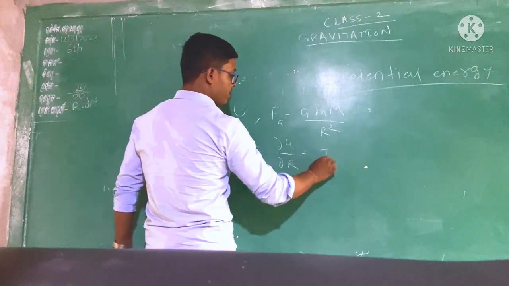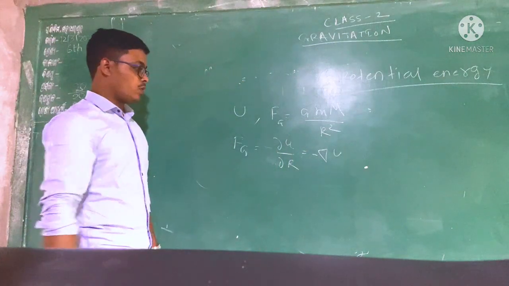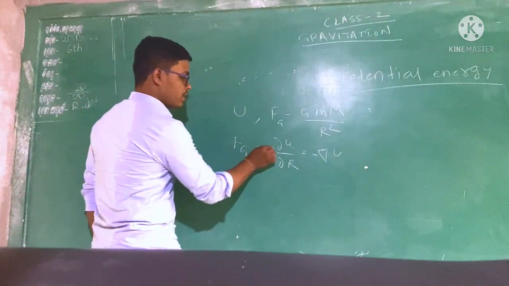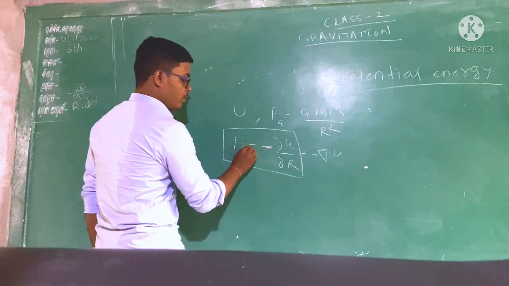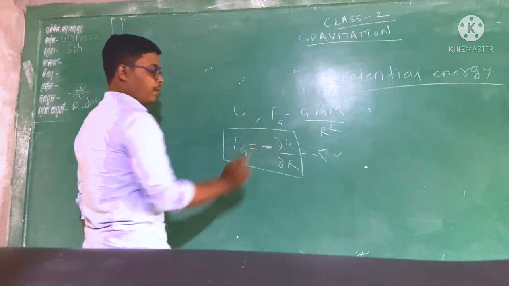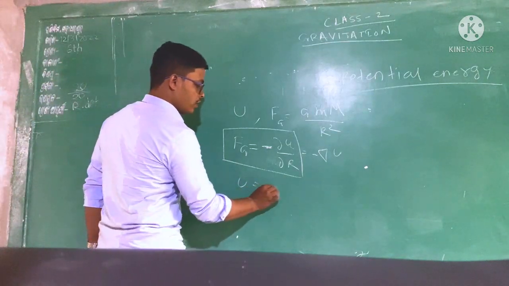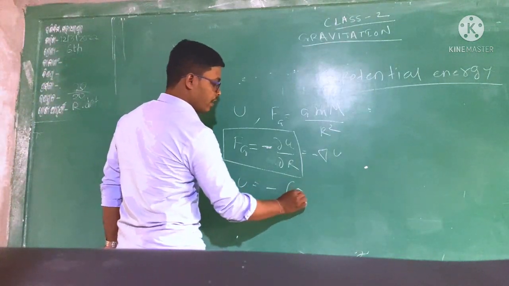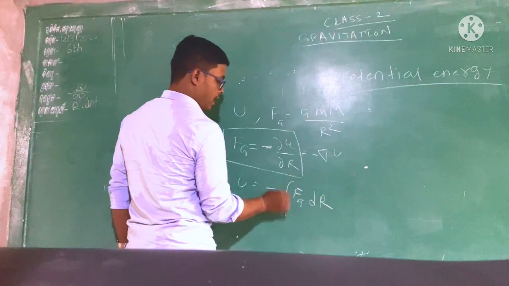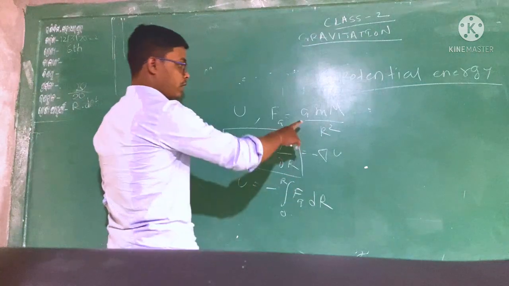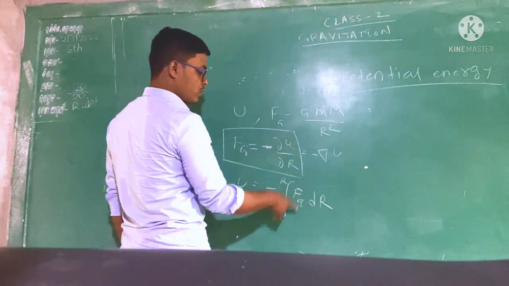And if we look at it in three dimensions, this is minus gradient of U. So this is the relation: gravitational force is equal to minus the position derivative of potential energy. So what will be the potential energy? This is nothing but minus the integration of Fg dr from 0 to r.